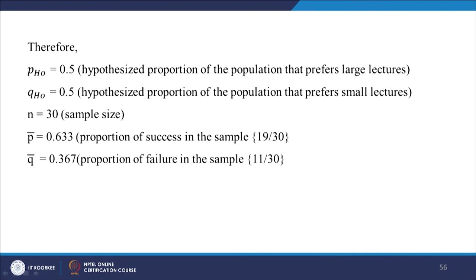So, my null hypothesis is 0.5; my alternate, let us say, the hypothesis proportion of the population who prefer large lectures is 0.5. Prefer small lectures is again 0.5. My n is 30, that is 19 plus 11. My p, the rate of success, is 19 divided by 30, since the number of successes, positive responses for the lectures, is 19. What is the failure? Failure is 11. If the total is 30 and 19 is my success, then obviously 11 is left, so 11 by 30.